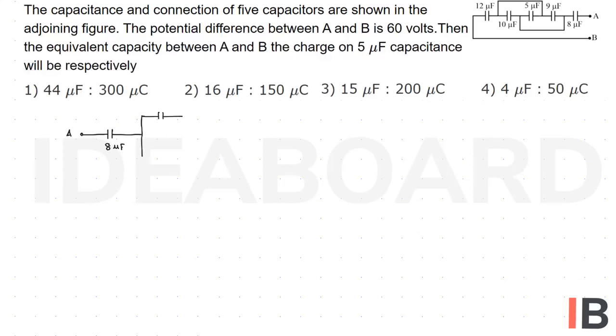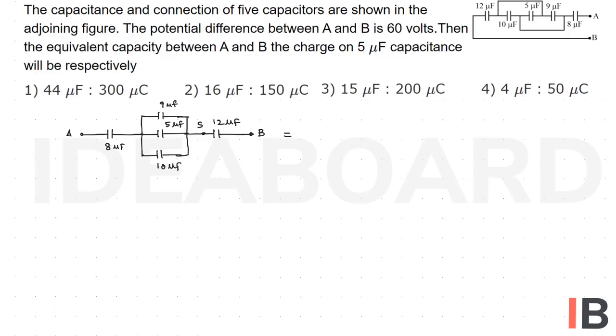Here this is the 9 microfarad capacitor, and it is the 5 microfarad capacitor, whereas it is the 10 microfarad capacitor. They are parallel. With them, the 12 microfarad is in series. This is considered B, and here consider this is the point S.